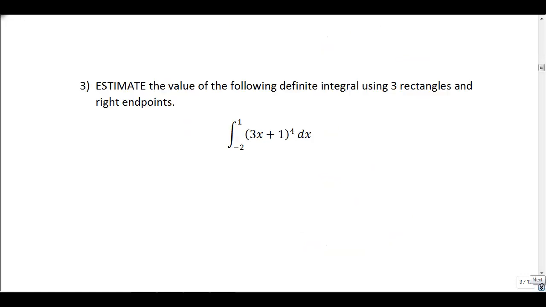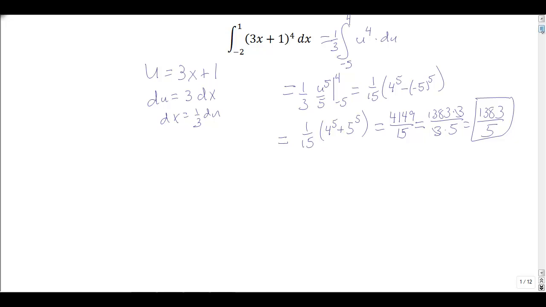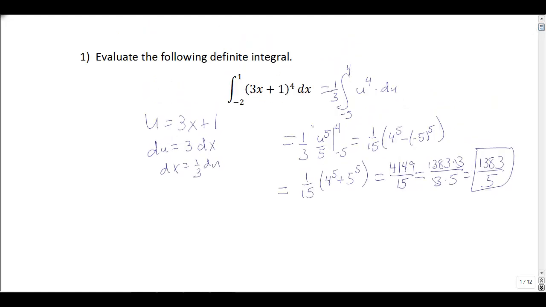Okay, we're supposed to estimate the value of the following definite integral using 3 rectangles and right endpoints. So we're going to do an integral from -2 to 1 of (3x plus 1) to the 4th dx. So if you think back, we did problem 1 up here. We evaluated this same integral. We got an actual value of 1383 over 5.